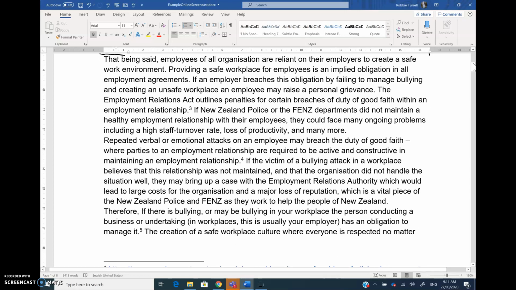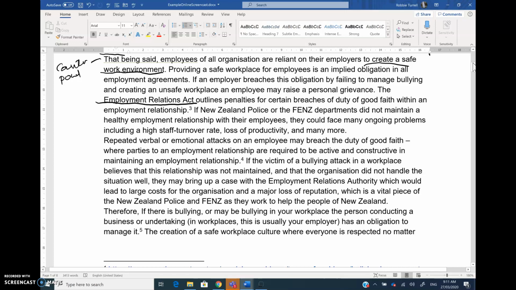That being said, nice sort of counterpoint. I like that. And we're not really getting into any analysis yet, but that is a nice sort of counterpoint. That being said, employers are reliant to create a safe work environment. That's a legal requirement. Providing a safe workplace is an implied obligation for employee agreements. Okay, failing to manage bullying may raise a personal grievance. The Employment Relations Act, brilliant. There you go. That is a really nice bit of law that comes in there, outlines penalties.